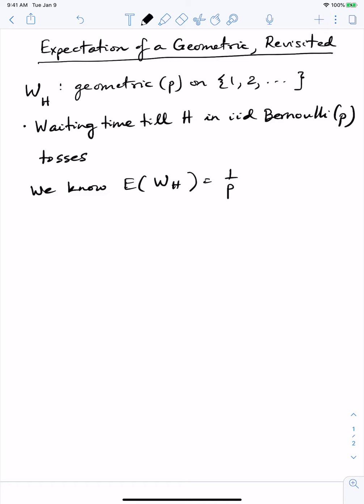We derived that by the tail sum formula, and tail sum calculations are wonderful, but they have a way of feeling a little mysterious. Conditioning helps us see what is going on. So we are going to redo this calculation using conditioning now.